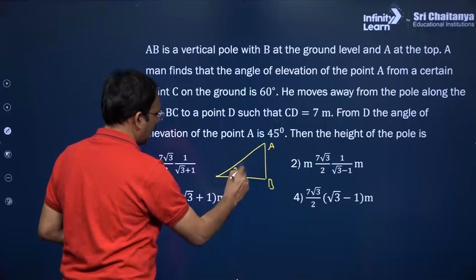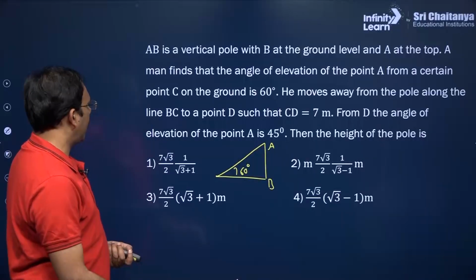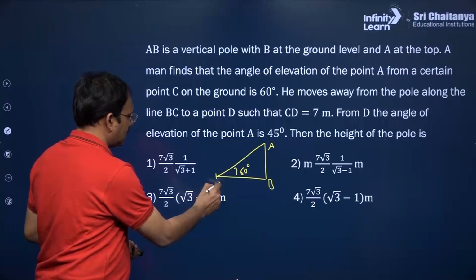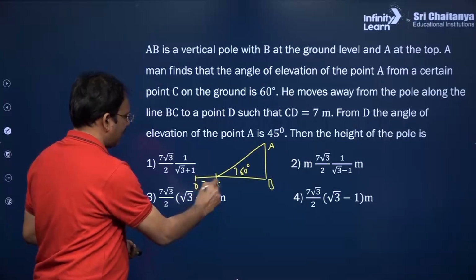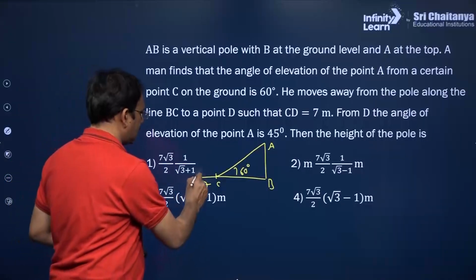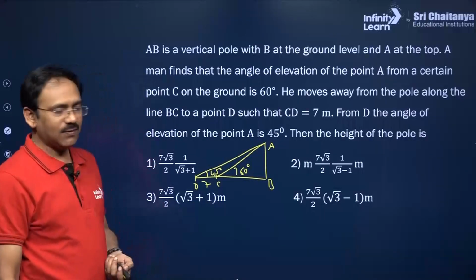Suppose here the angle of elevation is 60 degrees. Now he moves away from the pole along the line BC to a point D such that CD is 7. This is C, CD is 7, my dear friends. Now from D, the angle of elevation is 45 degrees. Here 45 degrees. Okay. Now then the height of the pole.